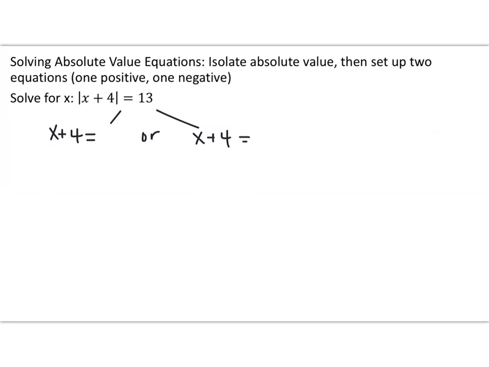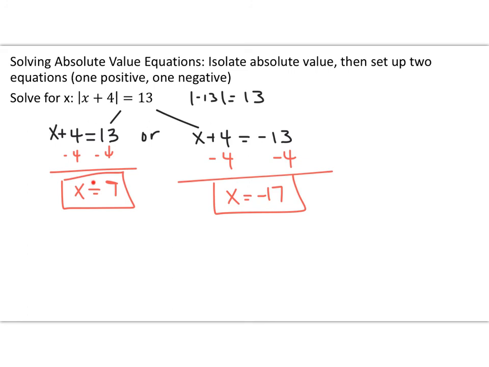You want to think about, what can I take the absolute value of and get 13? Well, one thing I can take the absolute value of and get 13 would just be the number 13. So that means what's inside this absolute value could be equal to 13. The other thing that I can take the absolute value of and get a positive 13 is negative 13. The absolute value of negative 13 is equal to positive 13. So that means the inside of this absolute value could be equal to negative 13. So you're going to take what's inside the absolute value and set it equal to the positive of what's on the other side, or also the negative of what's on that side. So go ahead and pause the video now and solve for x.